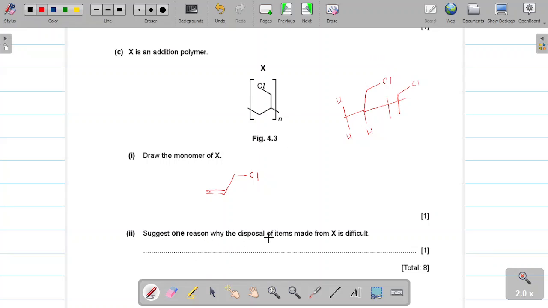So, just one reason why the disposal of items made from X is difficult. You should know again from your notes that these addition polymers are non-biodegradable. And with this particular monomer, if we try to dispose of this, because we have chlorine in the monomer, it is possible that we can produce HCl. If this polymer is to be burnt or disposed, we can produce HCl, which is toxic. So these are the reasons why disposal of this particular polymer will be difficult.